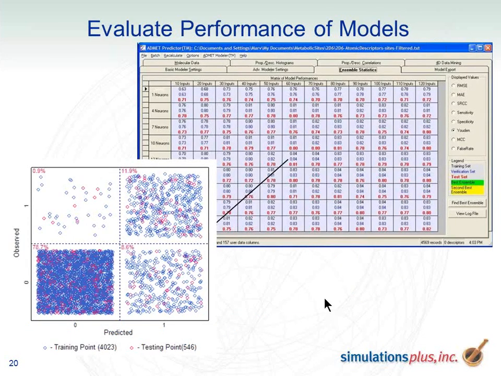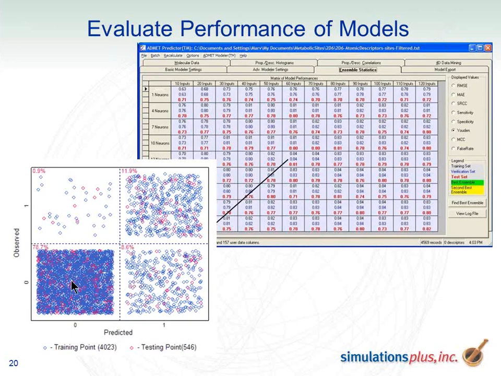Then we start training the data set. So this is an example of the grid of architectures and then a truth table or confusion matrix for one of the particular architectures. As you can see here, this is a very nice model. There are 4,000 points in the training set and 546 in the test set. And as you can see, it's an unbalanced data set.